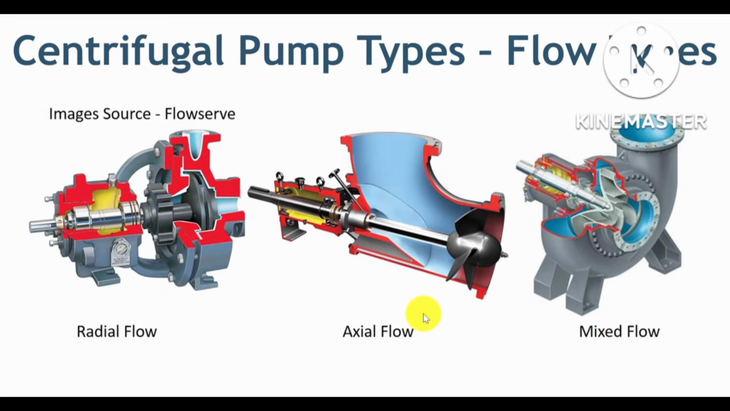As the name suggests, when the fluid flow is a mix of both radial and axial, it is called a mixed flow pump. It is a trade-off between radial and axial type pumps. It can handle a high flow rate with a decent increase in the pressure head.